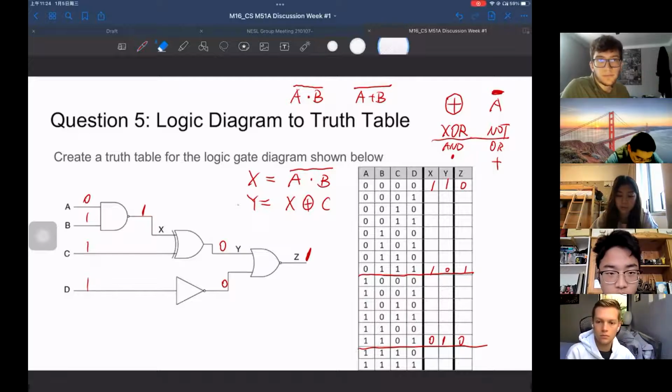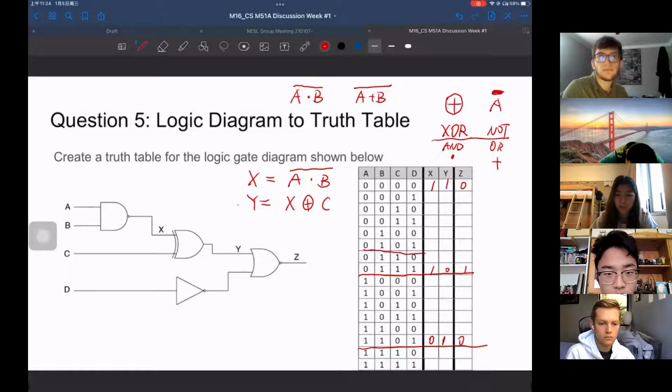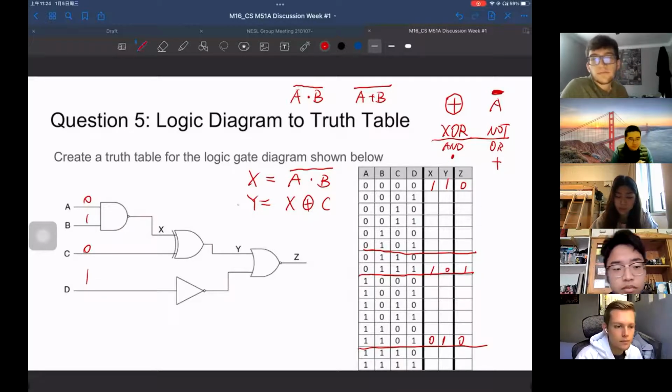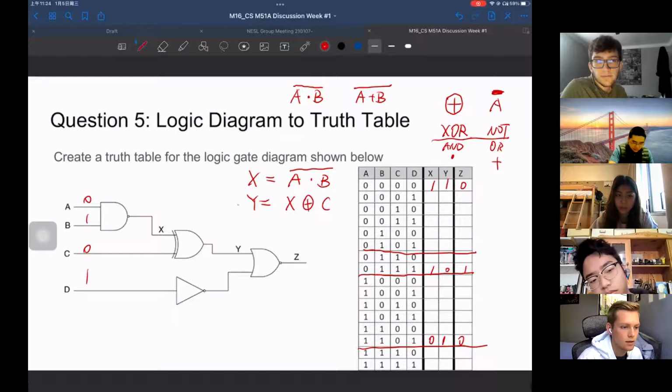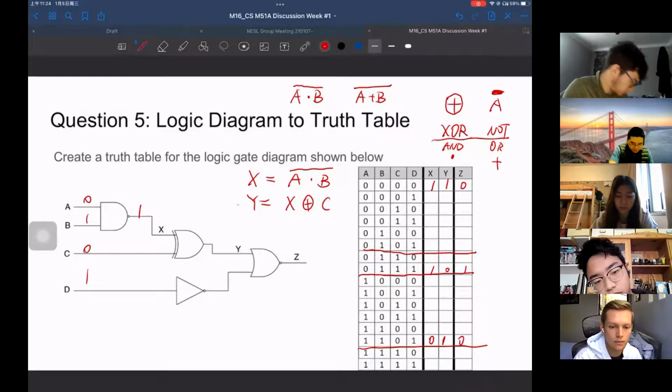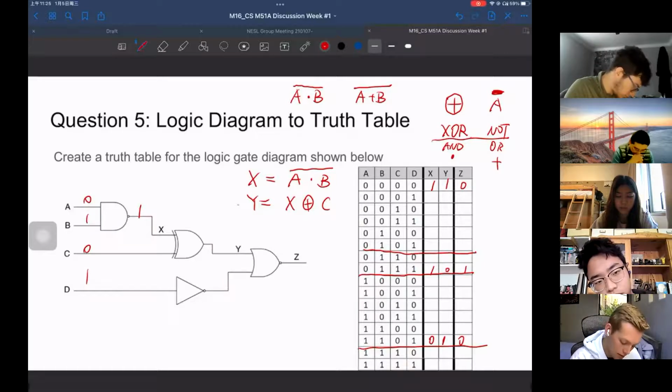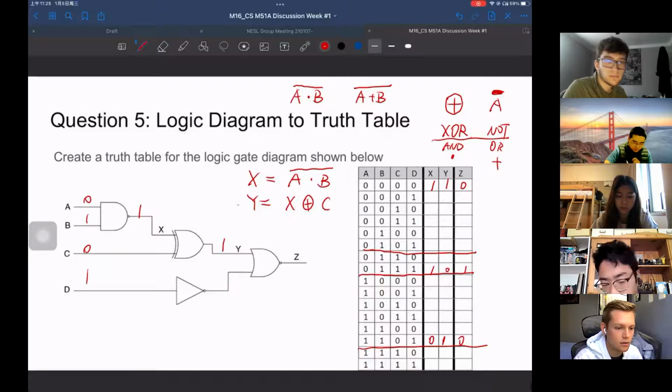Okay, next one. I remember we have one more volunteer. How about we do this group? 0, 1, 0, 1. I can try this one. Okay, so the first one's NAND, so 0, 1 is going to be 1. Good. Remember, if it's AND, it's going to be 0. So if you flip it, it's going to be 1. Great.